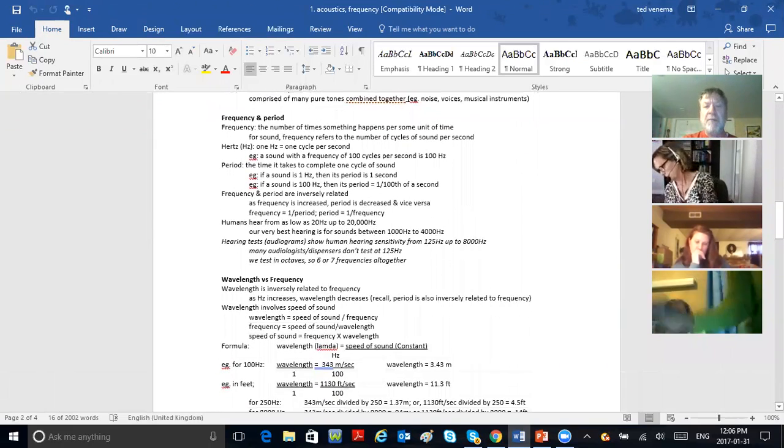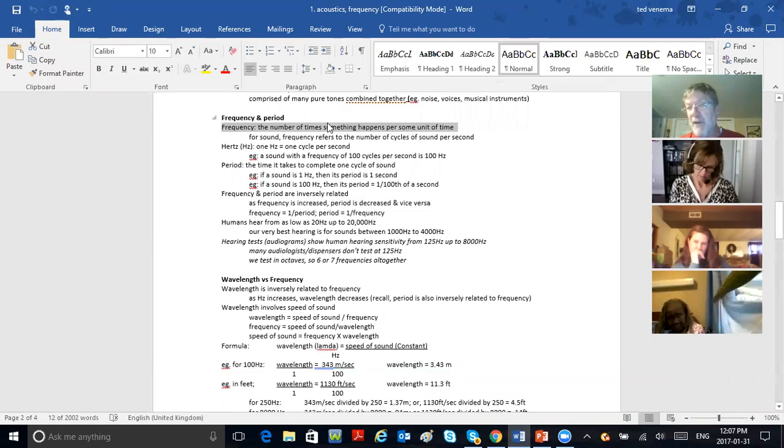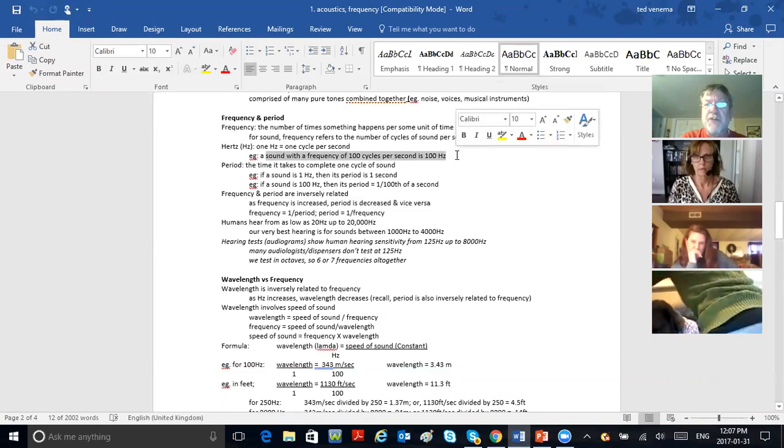Now we've got to get to the meat of today. Frequency and period. We'll read this first, then I'll show you the PowerPoint slides and we'll read it again, okay? Frequency, the number of times something happens per some unit of time. It could be your footsteps, doesn't matter. But for sound, frequency refers to the number of cycles per second. Hertz, capital H, small z. One hertz is one cycle per second. For example, a sound with a frequency of 100 cycles per second is 100 hertz.